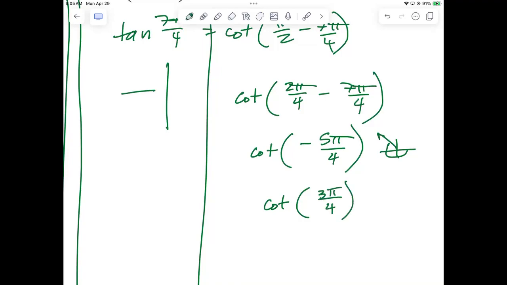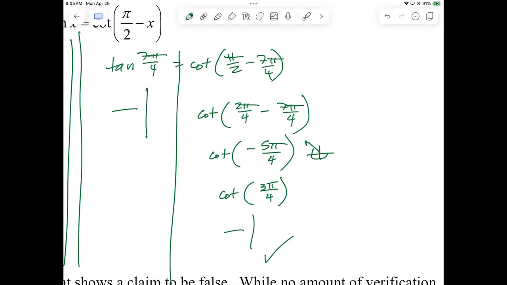So remember, one of the theorems we had is that coterminal angles have the same trig values. So if I say cotangent of negative 5 pi fourths, even though negative 5 pi fourths and 3 pi fourths are not equal angles, they have the same cotangent value. And what's the value of cotangent over there? It's also -1. Does -1 equal -1?